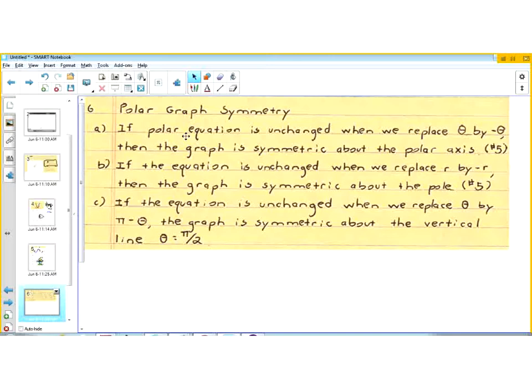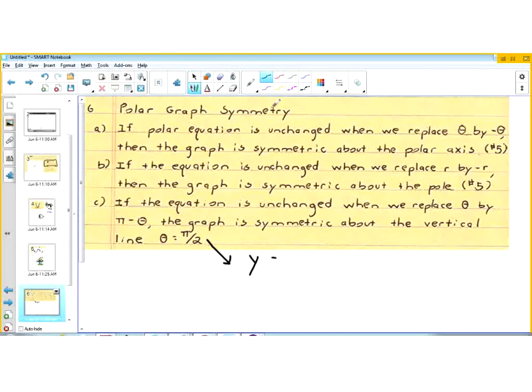Now, if the equation is unchanged when we replace r by negative r, the graph is symmetric about the polar vertex. And that was the case in the previous example as well. And it's also the case with theta equals a constant. If the equation is unchanged when we replace theta by pi minus theta, the graph is symmetric about the vertical line theta equals pi over 2. And that was the case in the sine plot.